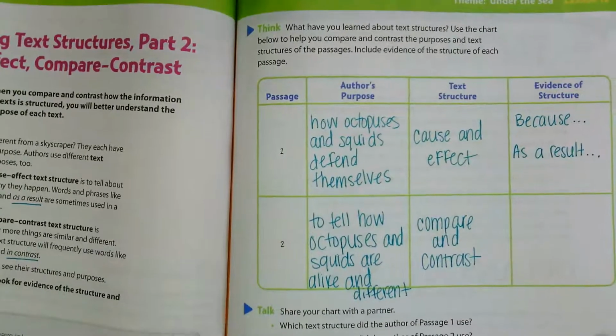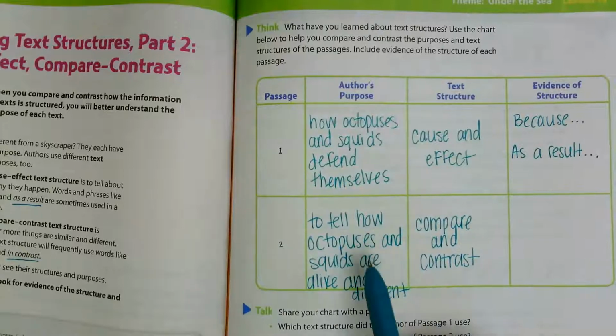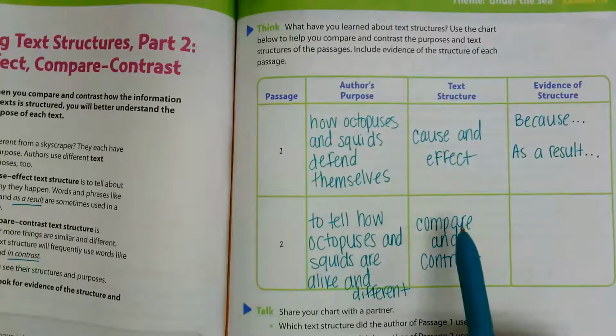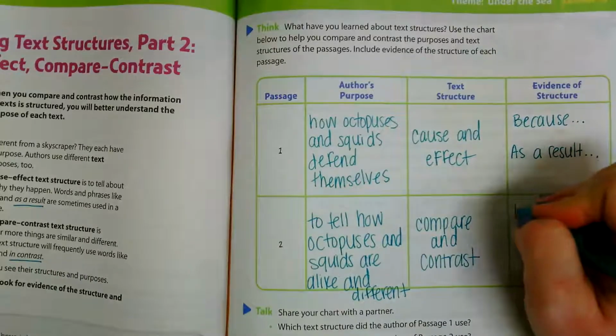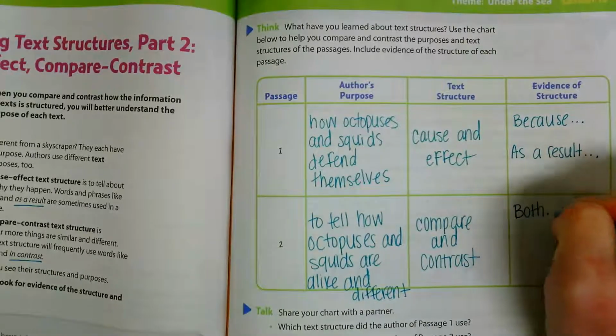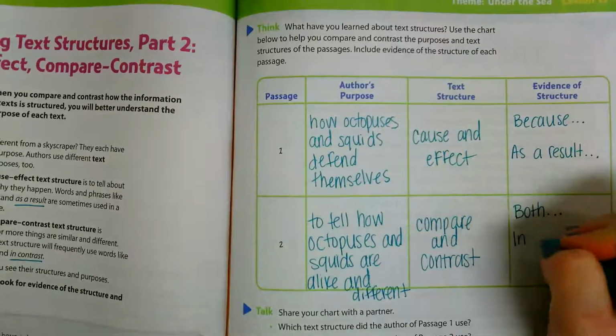And then with the evidence of structure, again, not the evidence of the purpose, the evidence of the structure that was used, we want to go back to those clue words that we identified in passage 2. So we saw the word both, and then we saw the word in contrast.